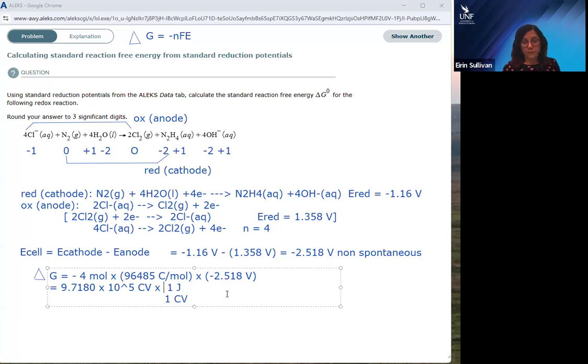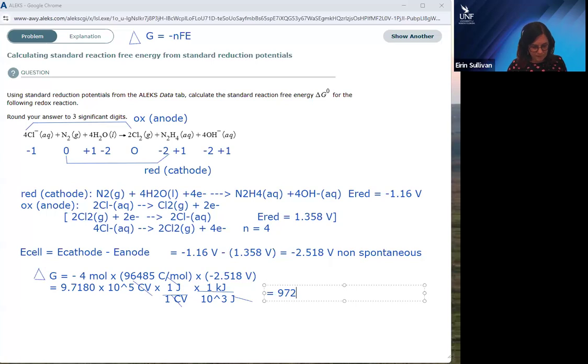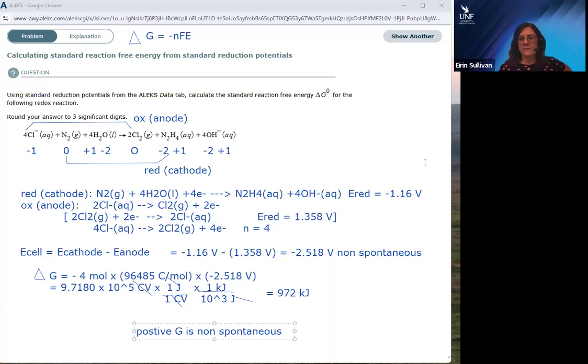So we can convert coulomb volts into joules. Looking at this very big number, I would want to convert that from joules into kilojoules and give my answer in kilojoules. So I can see that coulomb volts will cancel out and joules will cancel out, and that'll give me an answer, to 3 significant figures, of 972 kilojoules. So it's a big positive number. Positive delta G is non-spontaneous, which absolutely fits with what we saw there.